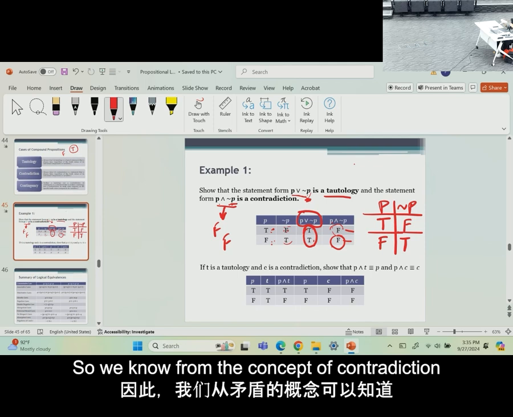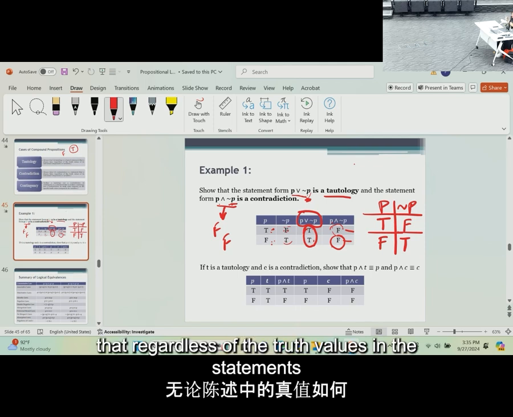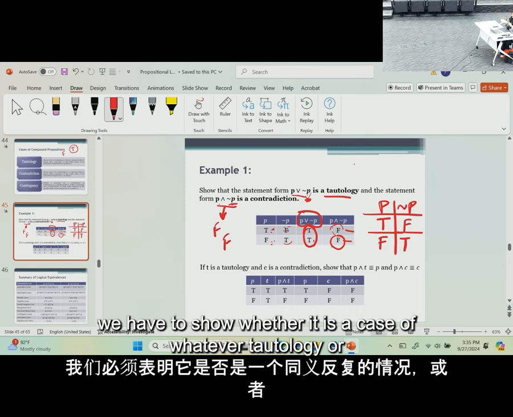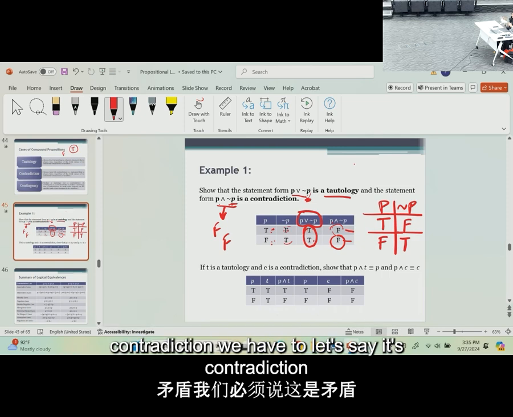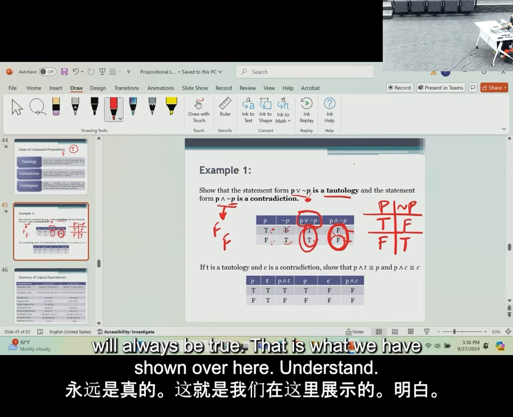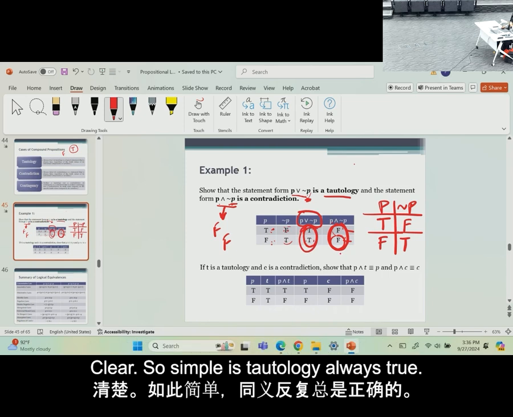So we know from the concept of contradiction that regardless of the truth values in the statements, if a compound proposition is given to us and we have to show whether it is a case of tautology or contradiction, let's say it's contradiction, it will always be false. Tautology, it will always be true. That is what we have shown over here. Understand? Clear? So simple: tautology, always true.